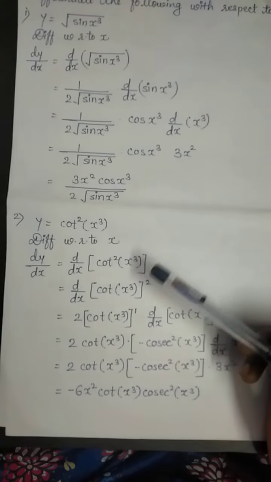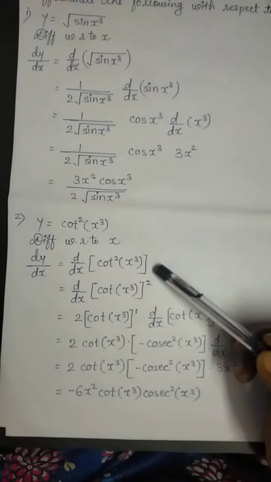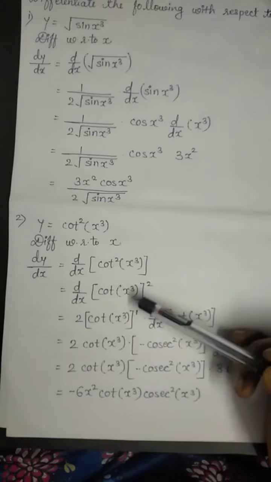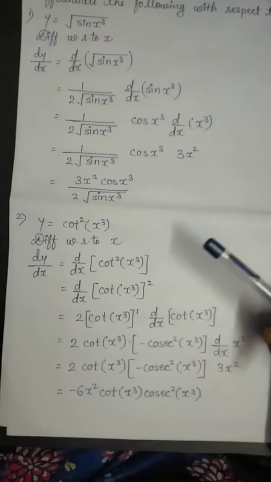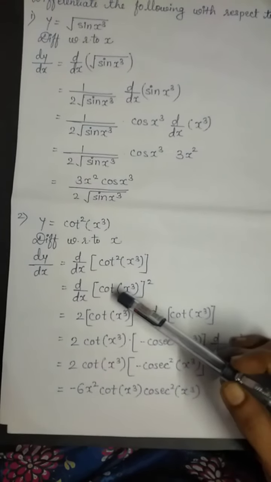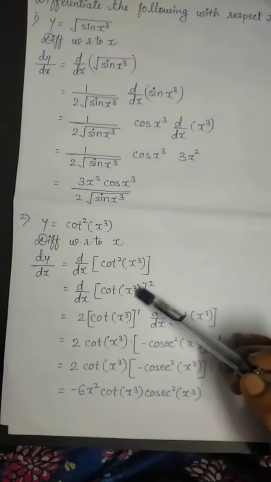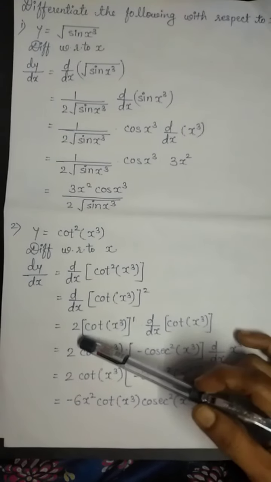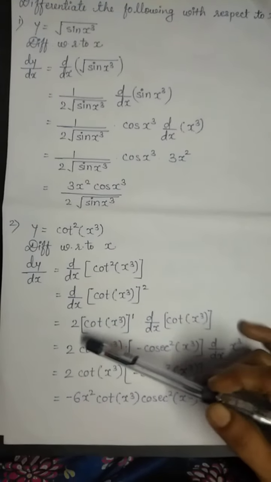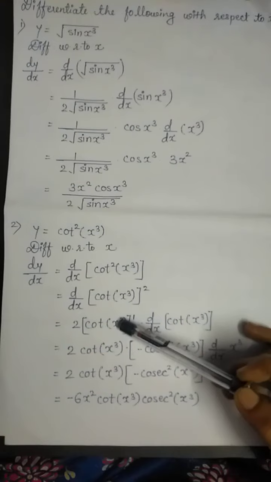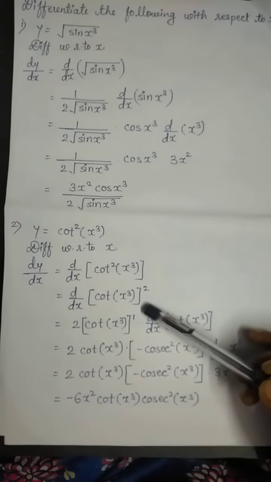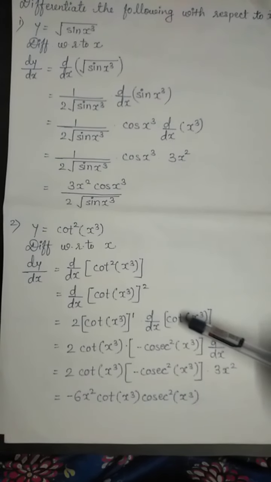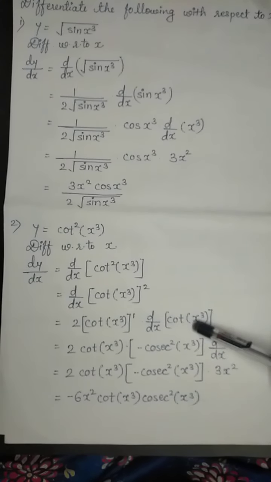So first we will apply the formula of x raised to n, then we will apply the formula of cot x, and then again we will apply the formula of x raised to n. So see here, while finding the derivative, as we are considering this as x, so x raised to n, the answer is n into x raised to n minus 1. So 2 into cot of x cube, the bracket raised to 2 minus 1, that is 1, into the derivative of the term which we have considered as x, so cot of x cube.